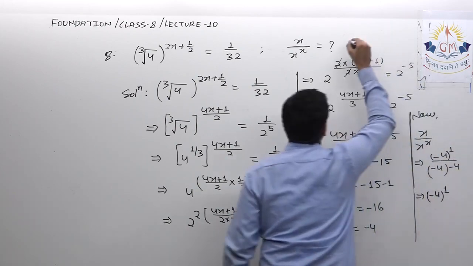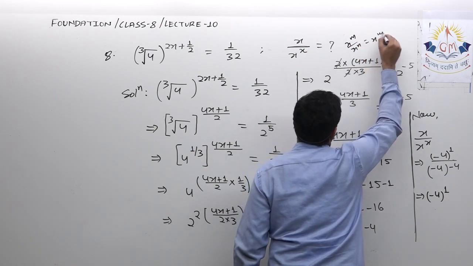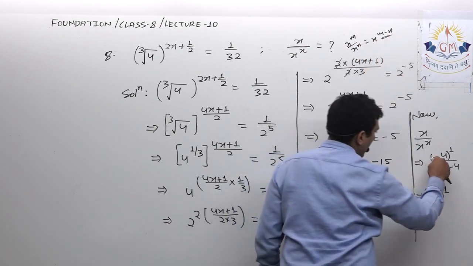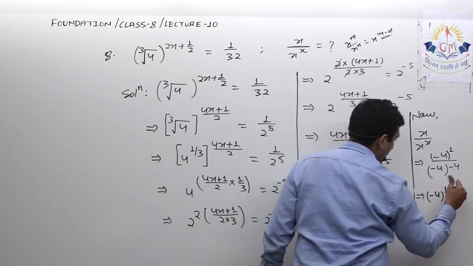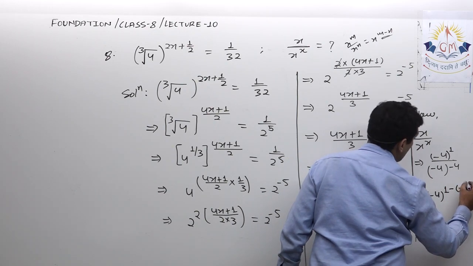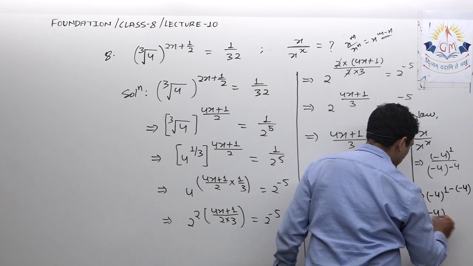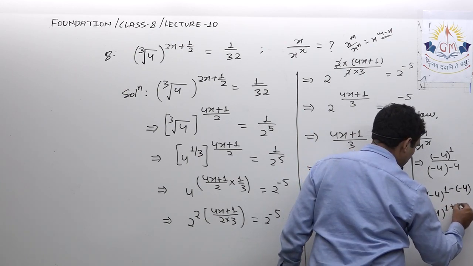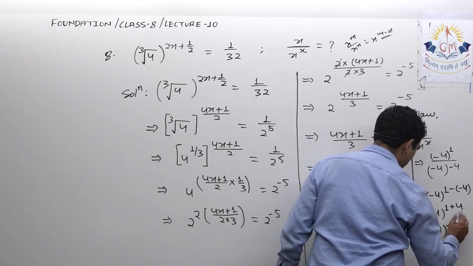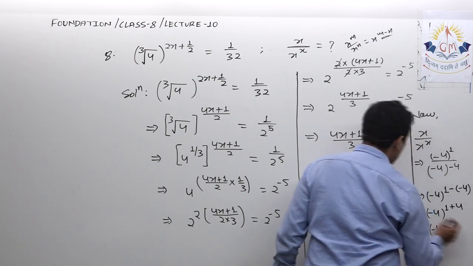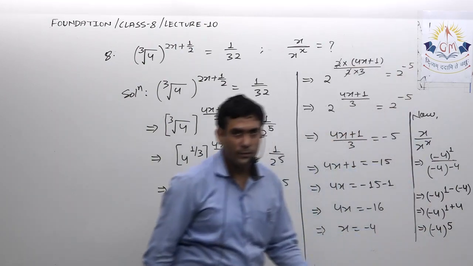See, we have a law that x raised to m upon x raised to n is equal to x raised to m minus n. So this will become minus 4 raised to 1 plus 4, and ultimately my final answer is minus 4 raised to 5. Okay, now if you want to find it completely, 4 raised to 4 is 256.